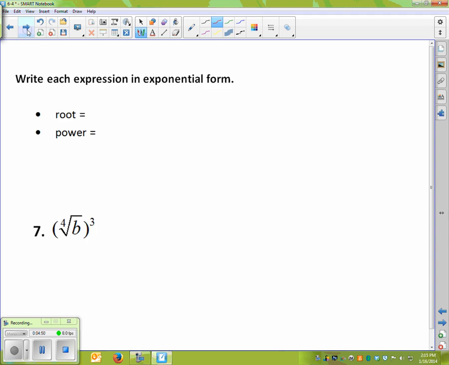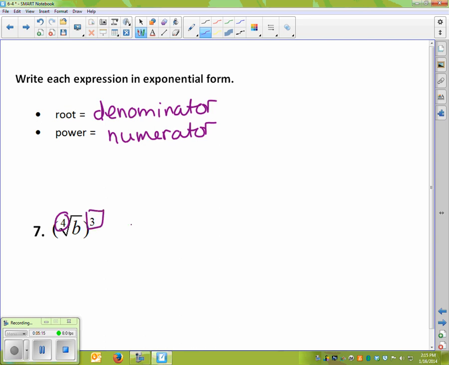Now let's work the other way. Let's start with a radical expression and change it to an exponent. The root will be your denominator, and the power will be your numerator. Denominator is 4, numerator is 3. This makes this b to the 3/4 power.